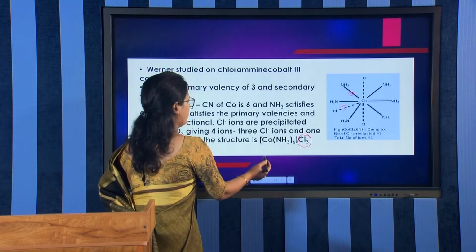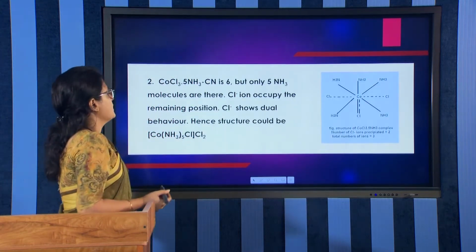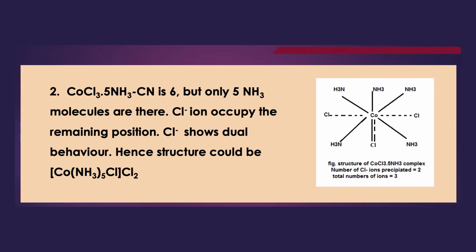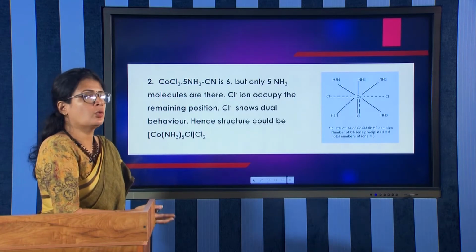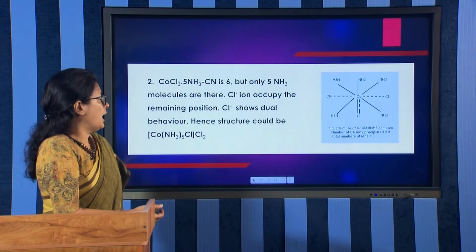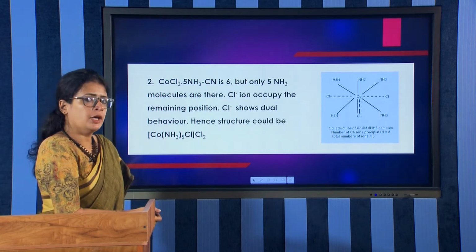Now, the second complex is CoCl3 5NH3. Here also the coordination number of cobalt is 6, but you can see only 5 ammonia molecules are there, and it was seen that the chloride ions precipitated here on the addition of silver nitrate was 2. On the addition of silver nitrate, only 2 chloride ions were precipitated, and also you have only 5 ammonia molecules.